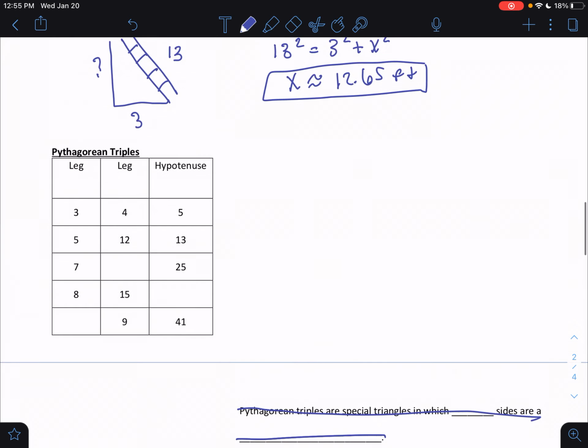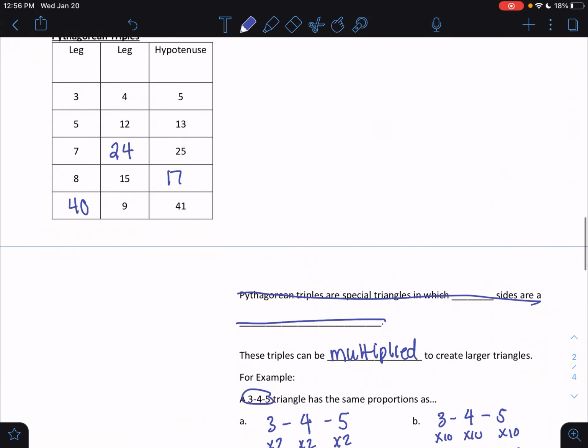So I'm just going to scroll back up here. Same with these ones in this box. So you could take 5, 12, 13, multiply every single one of those numbers by 2 or 10 or whatever. You're going to get more triples. Your job is to fill in these boxes using the Pythagorean theorem. And it tells you, for this one, you're going to solve for C. This one, you're going to solve for A or B, and A or B. So just take a second and try those, and I will put the answers up here on the screen for you. Alright, so that is all for our 3-2 notes.